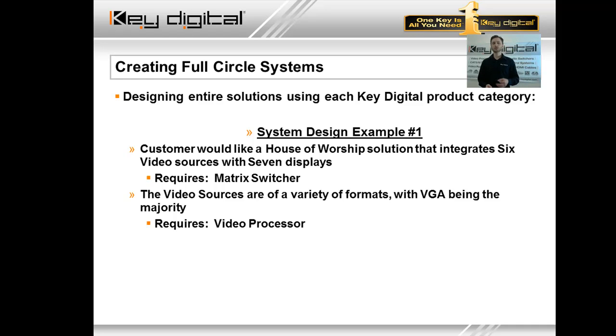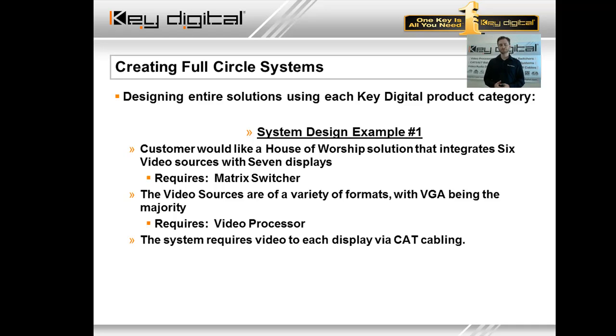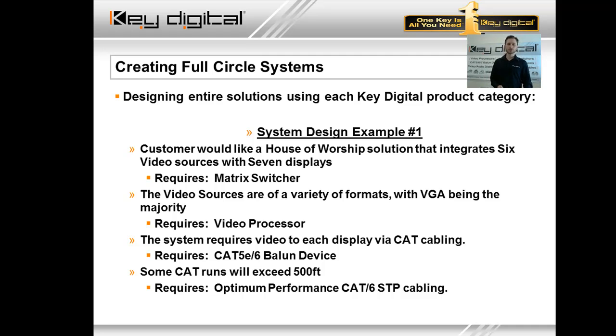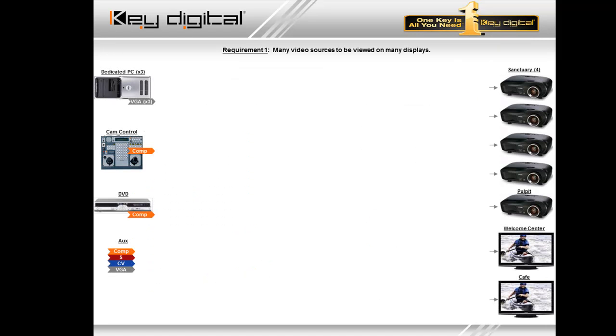Now you know, though, you are going to need a video processor. They have CAT cabling going to each display, requiring CAT bound devices. Some CAT runs are going to exceed 500 feet. We're going to want to go with the KD Cat6 SDP 1X cabling in that instance to ensure we're delivering optimum picture quality, especially in a church where a lot of projectors or large screen displays are going to be utilized. So let's take a look.